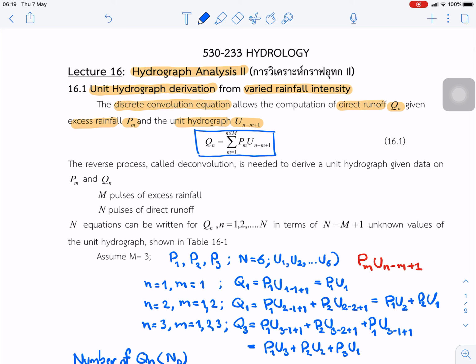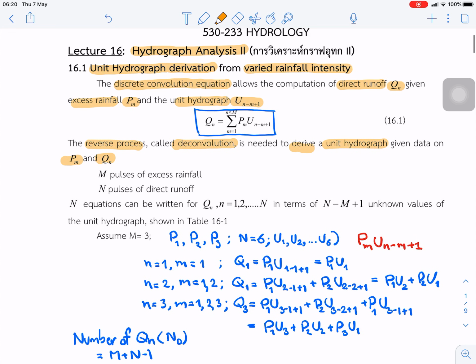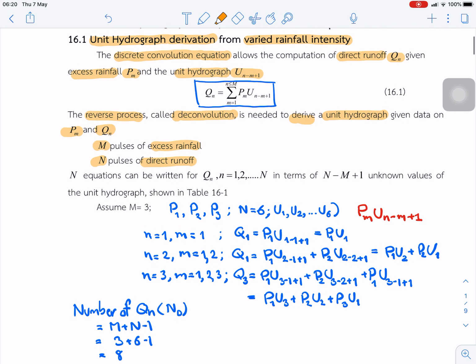In this case, we don't know what the unit hydrograph is, so we have to derive the unit hydrograph. We call this the reverse process. It means we don't know U; we have to find U from Q and P. So we have to use the reverse process called deconvolution, given P and Q to find U. To explain this equation, capital M is the number of excess rainfall pulses, and N is the number of direct runoff ordinates.